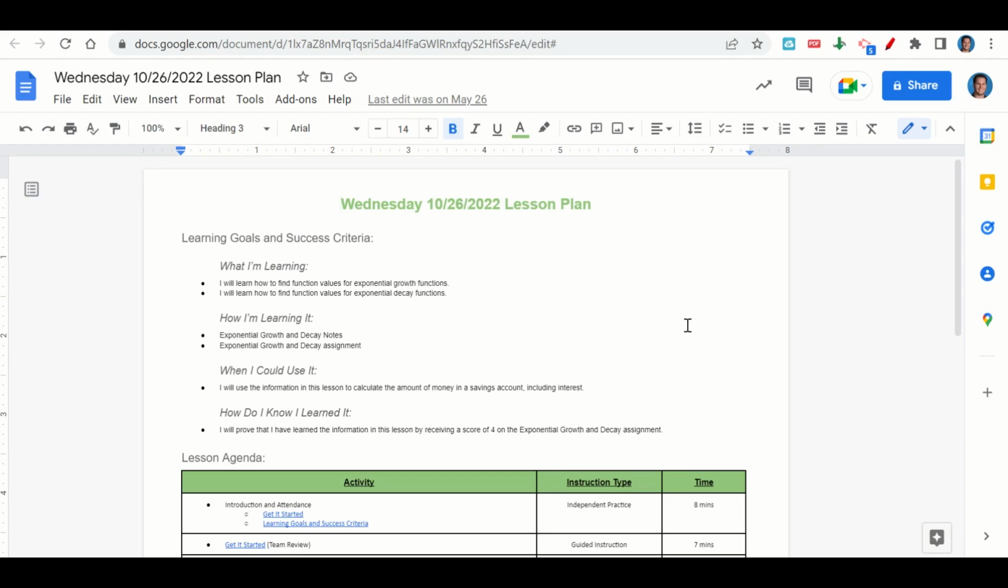When can we use this information? To calculate the amount of money in a savings account, including interest. How do we know we learned it? By getting a score of 4 on the exponential growth and decay assignment.